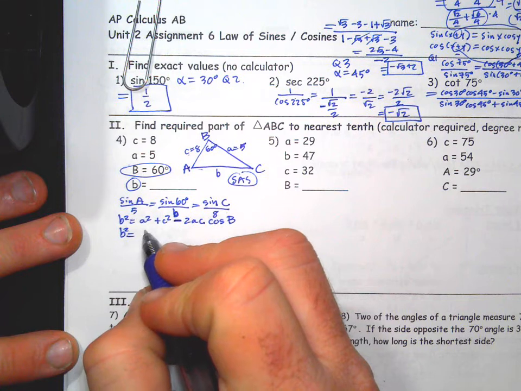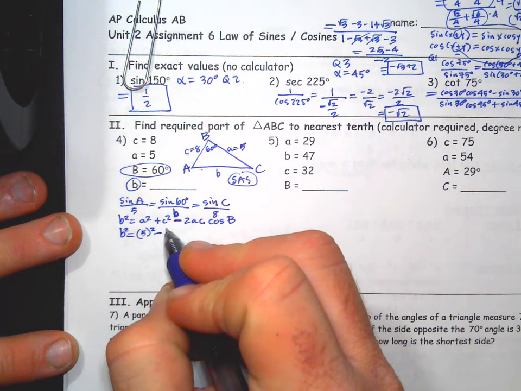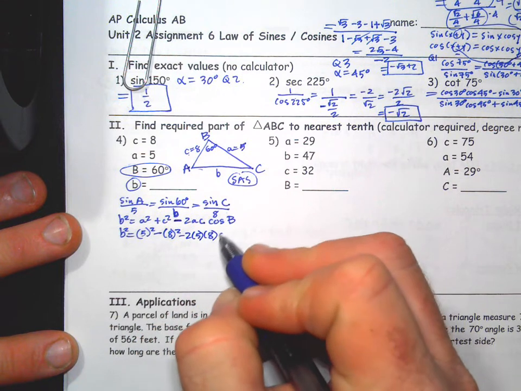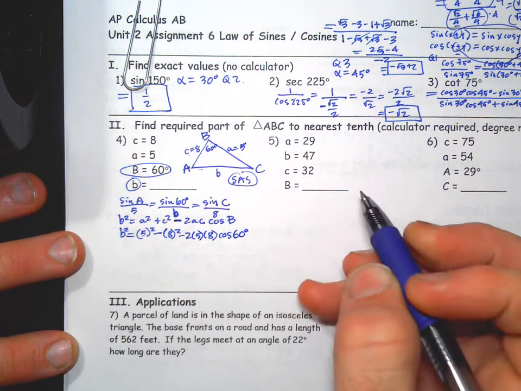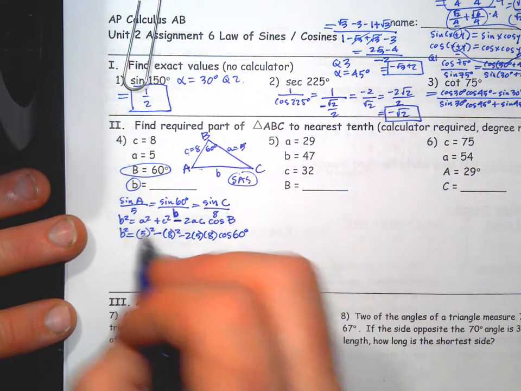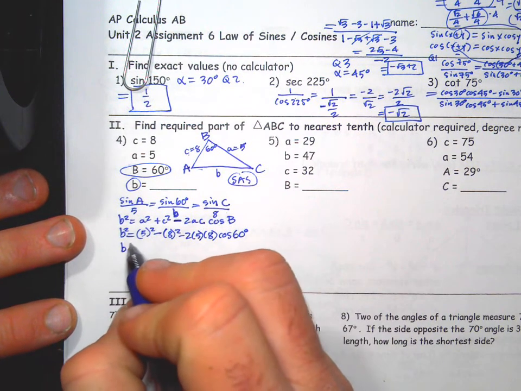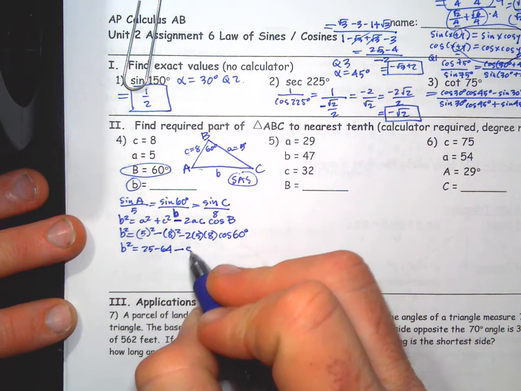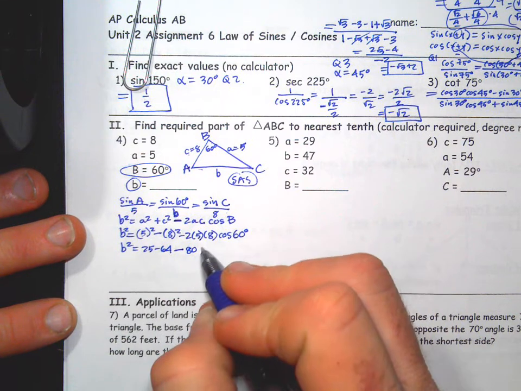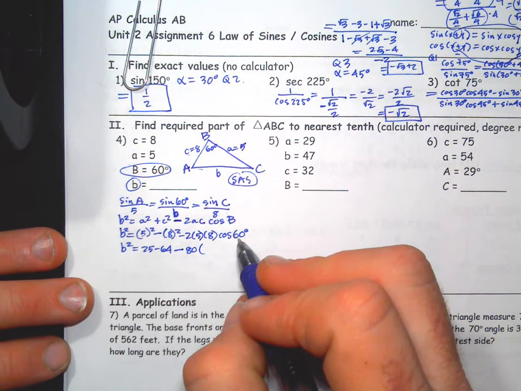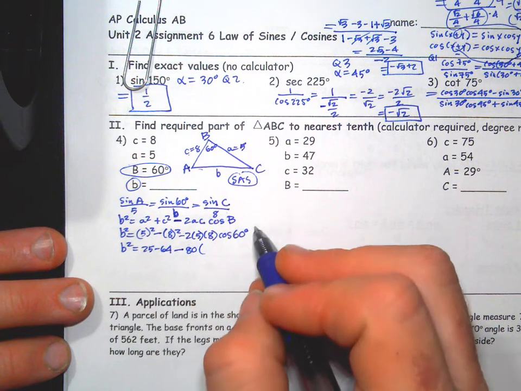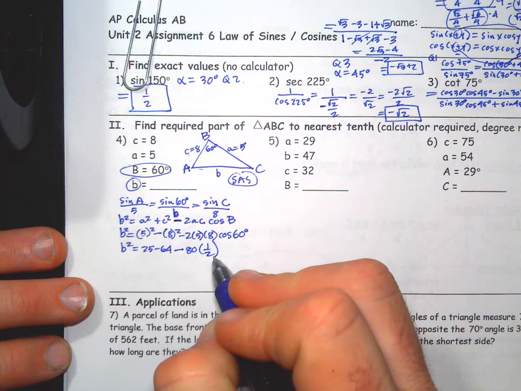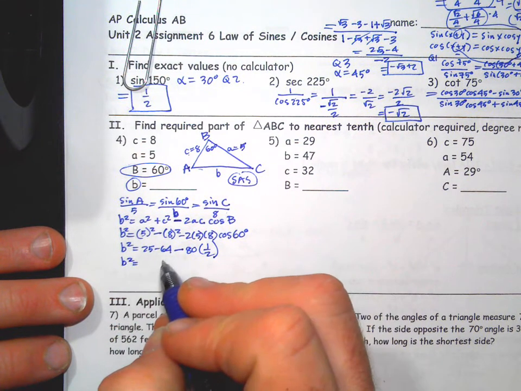So b squared is 5 squared plus c squared, 8 squared, minus 2 times 5 times 8 times cosine of 60 degrees. Now let's try and not use a calculator as far as we can, okay? So b squared equals 25 plus 64 minus 80. Now, what's cosine of 60? You guys know that. Cosine of 60, that's 0, 30, 45, 60: 1, root 3 over 2, root 2 over 2, 1 half. And it's quadrant 1, so it's positive. So I don't think we need a calculator for this one.